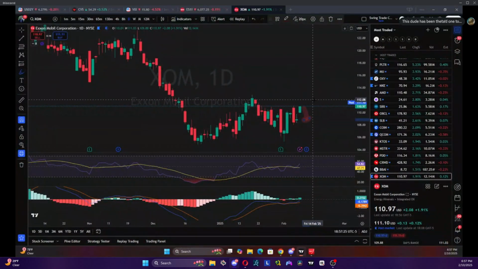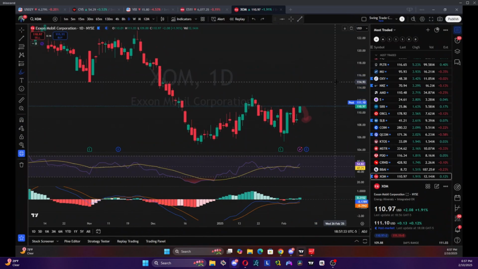Then you have a down day, and then you took the long, you took the loss, and then the next day it does that. So wait till the end of the day after the MACD shows a signal breakout.